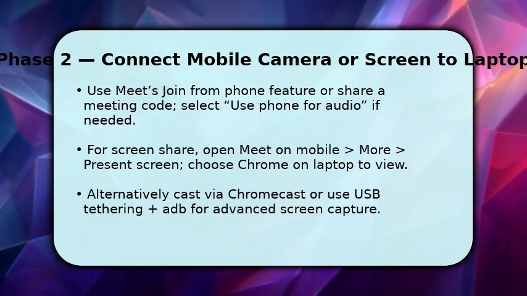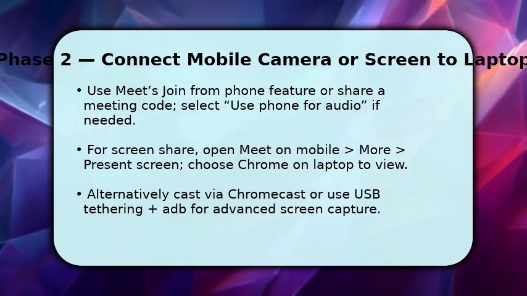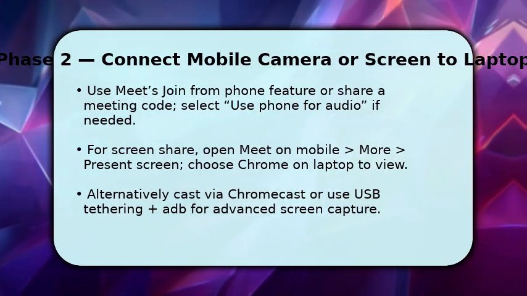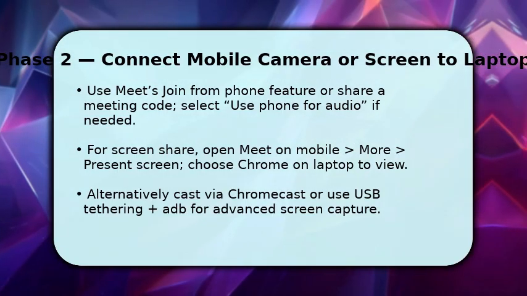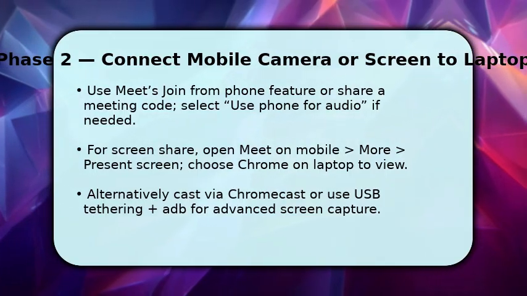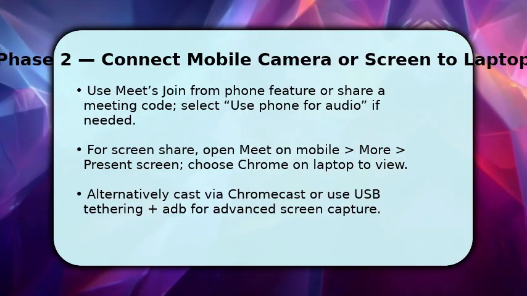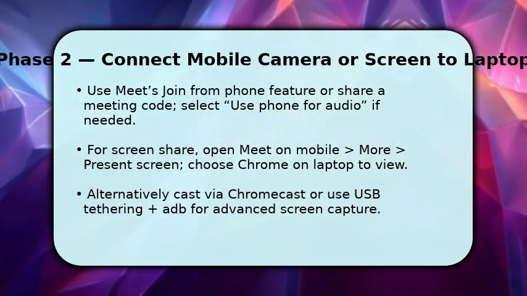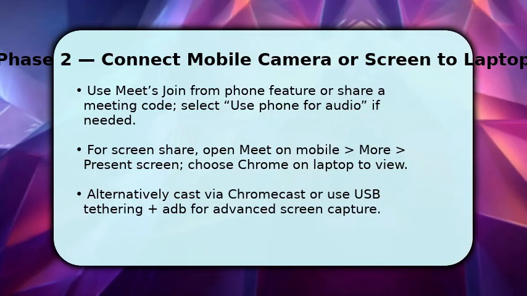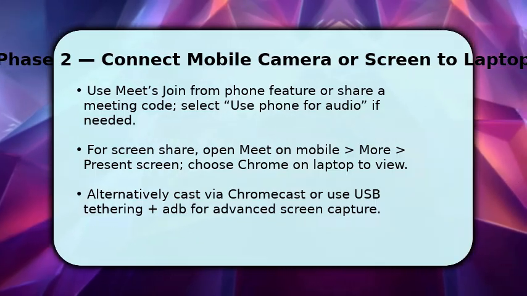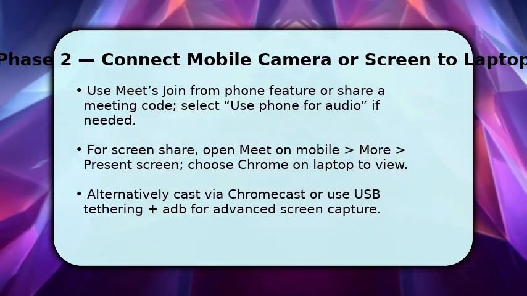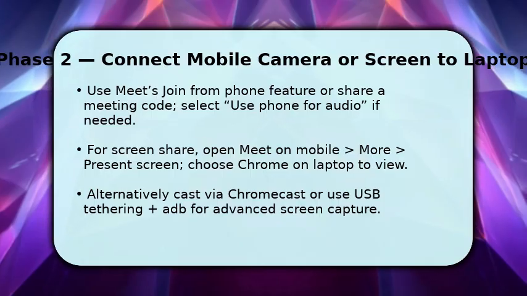Now you perform the core connection. Join the meeting on both devices, and on the phone choose Join, and then More to select Present Screen or Use Phone for audio. If you want the phone camera feed, set the phone as the camera source inside the laptop meeting. Pick Join from phone, then click Join on laptop, and select Use Phone for video. For higher quality, you can cast to a Chromecast or use a USB tether with developer tools. Those options trade simplicity for better stability or resolution.